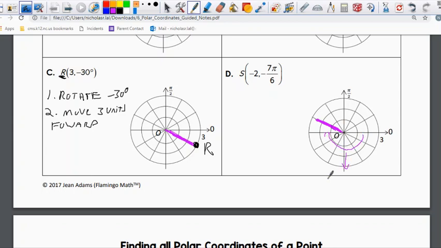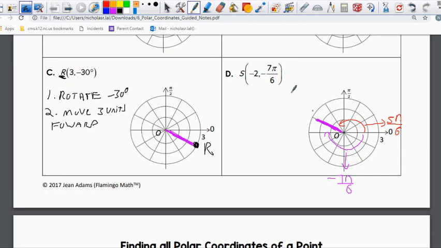That is -7 pi over 6, that rotation. This rotation would be 5 pi over 6 radians. They combine to make 12 pi over 6, which is 2 pi. That's why they're in full rotation.